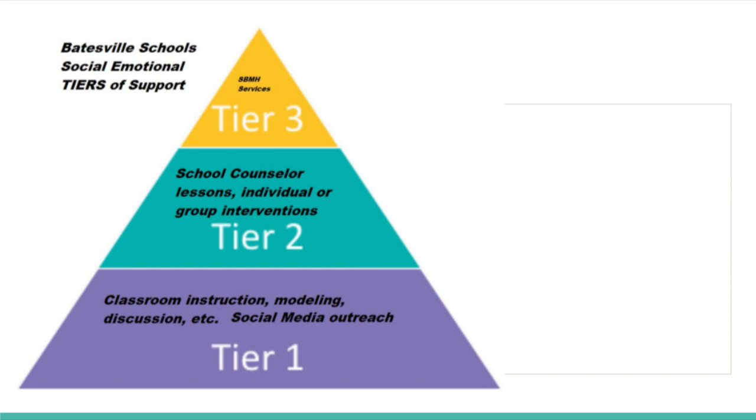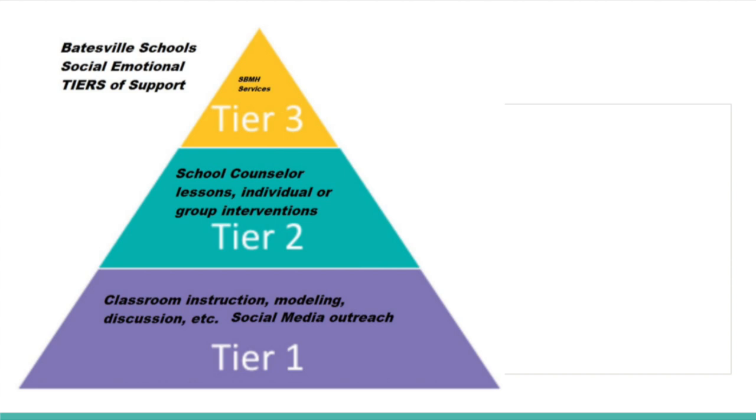Okay, so here's an example of the social emotional tiers of support that we have at Batesville Schools. The first one is classroom instruction, modeling, discussions, social media outreach. That would be your classroom teachers, those second block teachers that I mentioned. Tier two is school counselor lessons, individual or group interventions. We also have an open door policy at the high school: if my door is open, you come in. If I don't have time, I will make time for you. If you'll just give me a second, I will always make sure that I have time for you.